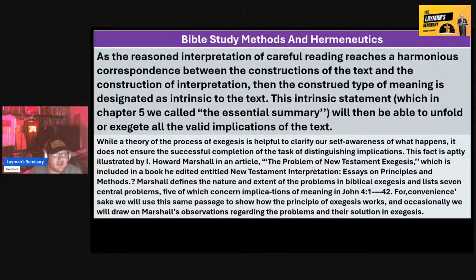As interpretation and careful reading reach a harmonious correspondence between the constructions of the text and the construction of interpretation, then the construed type of meaning is designated as intrinsic to the text. This intrinsic statement, which in chapter 5 we call the essential summary, will then be able to unfold, or exegete, all the valid implications of the text.